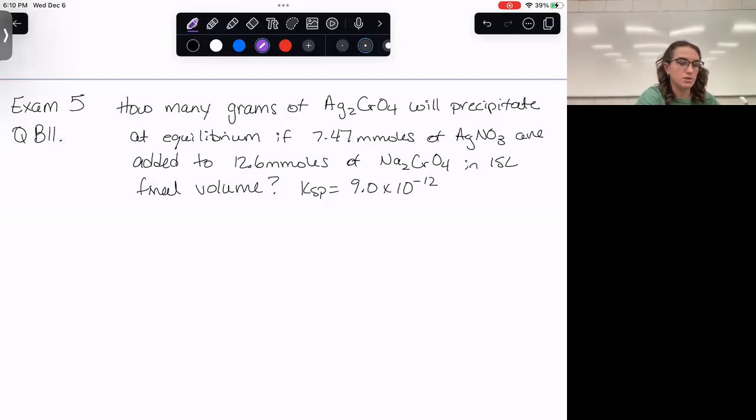Yep, so we want to write the equation. So we know we're looking for silver chromate. So I'm first going to write my Ksp of what that's going to look like. So I have Ag2CrO4. What is that going to form in terms of Ksp? 2 Ag plus and then CrO4. How many? Just one, and what's the charge? Yep, 2 minus.